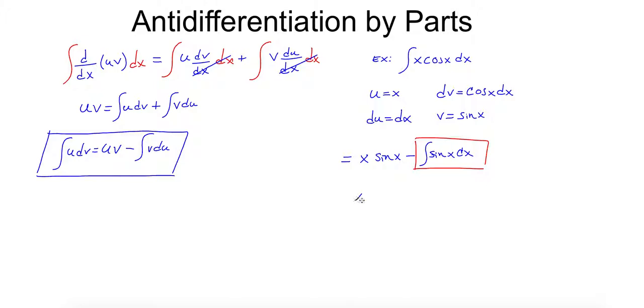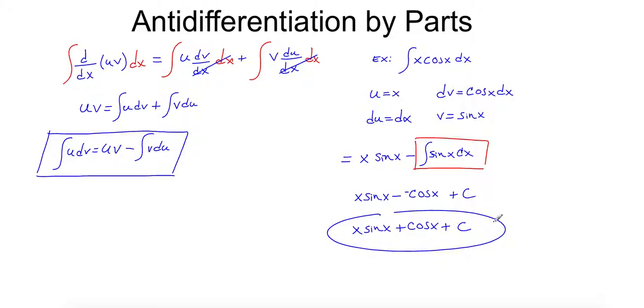So we can just go ahead and say that this is going to come out to be x sine x minus the negative cosine x plus c. Our constant of integration right there. So, go ahead and just fix our sign right there. So we're going to get x sine x plus cosine x plus c. And that would be equal to our integral that we had right up top here.